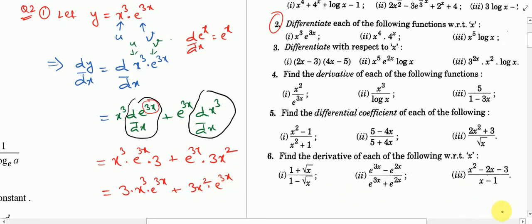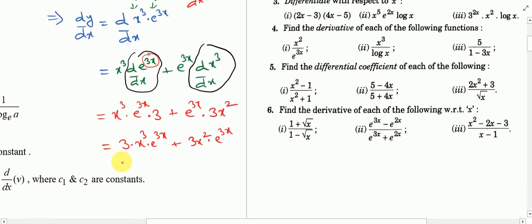done. Now whatever you see common over here, take it out, like 3 is common, x square is common, e to the power 3x is common. So here you are left with x and here you are left with 1. So this is the answer, clear?